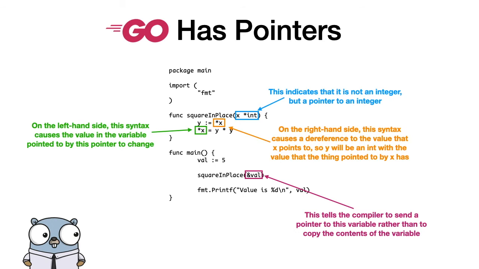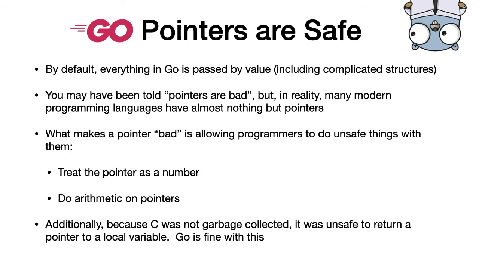Now, a lot of modern programming theory tends to frown upon pointers, but the real thing that they frown upon is C-style pointers, which are very unsafe. But Go pointers are very safe. By default, everything in Go is passed as a value, and that's true of basic variables. It's also true of complicated structures.